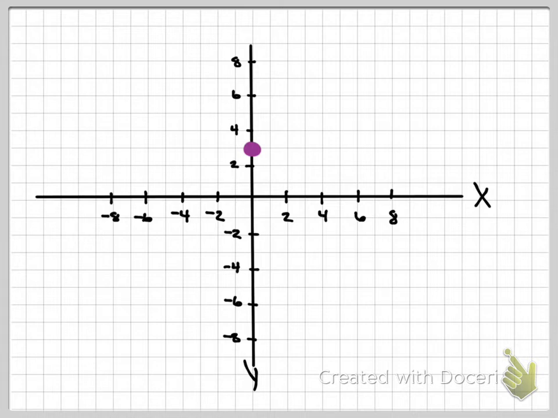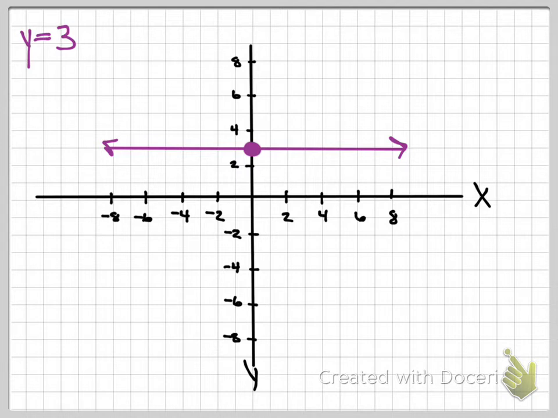So since I'm on the y-axis, my line is going to go opposite, horizontal. Okay? All right? So since my point is on the y-axis, my line goes in the opposite direction horizontally. I just plotted, so I'm going to write in purple, y equals 3.